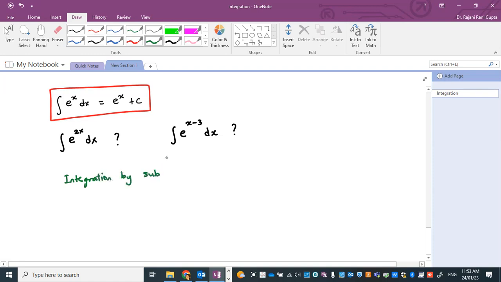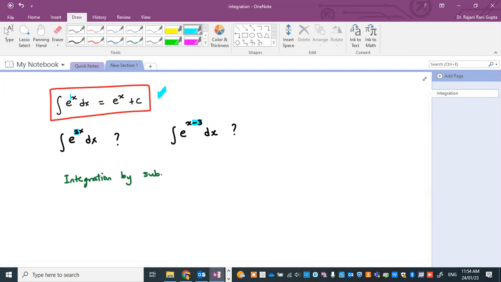Later in your advanced calculus stages, you will have a direct formula to find the integral of this, but at least you should know how that rule gets derived. Now, if you look at this rule, you have e power x, which means you don't have any coefficient of x. But in the first example, you have e power 2x, which means there is a coefficient of x. And in the second question, x is subtracted by a number. So in both these cases, you are not able to use this rule directly.